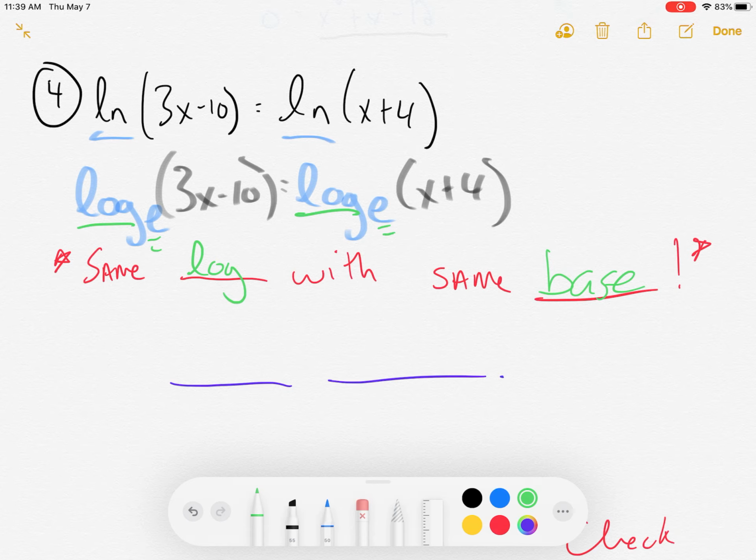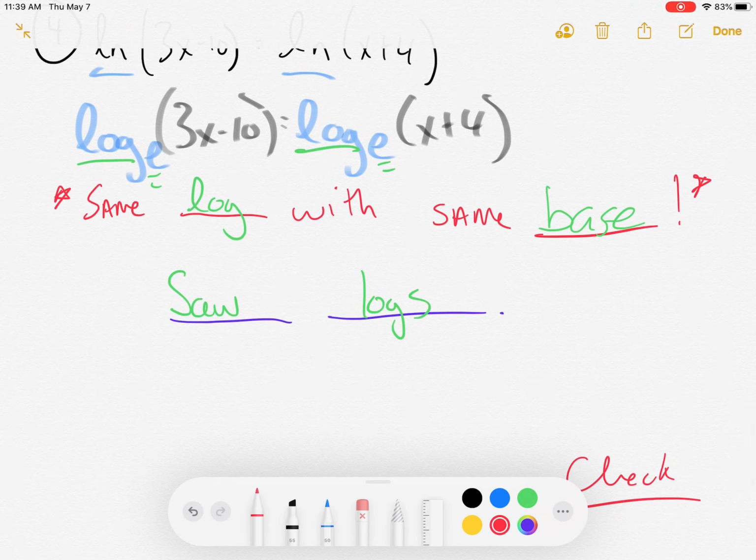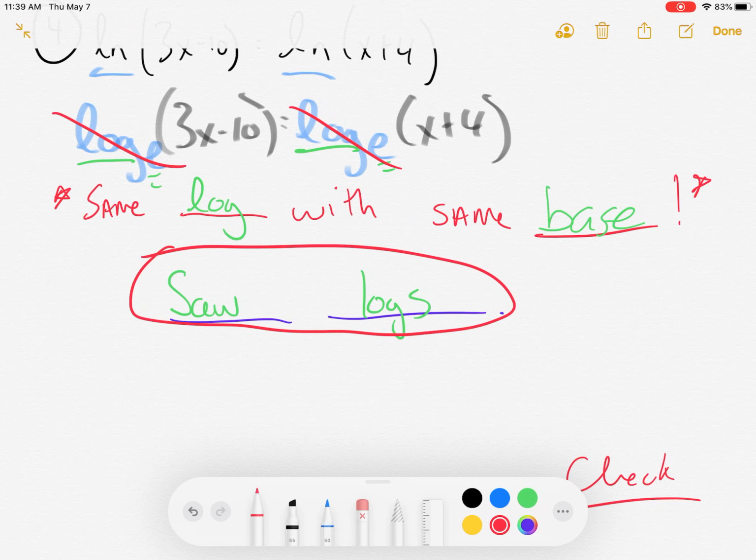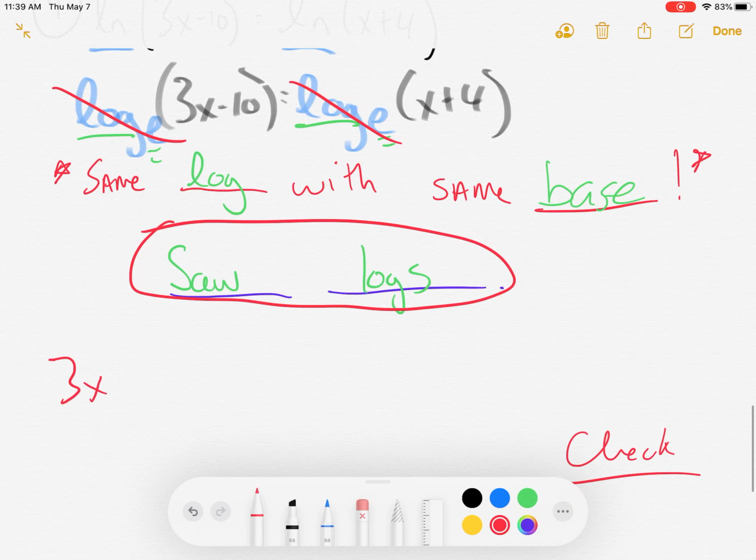So if those are the same, we can do a shortcut. What we're going to do is called sawing the logs. Essentially what that means is, just get rid of the logs. Since these are the same, why don't we just say bye bye? That's 100% legal. You can do it. If the bases are the same, just get rid of them. Saw the logs away. So we get 3x minus 10 equals x plus 4.